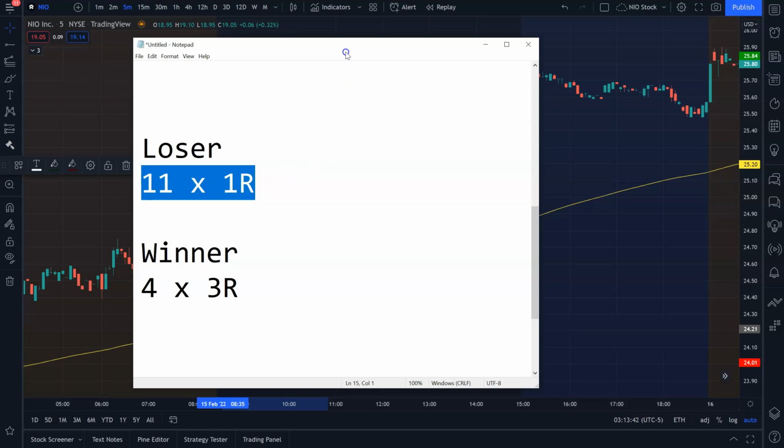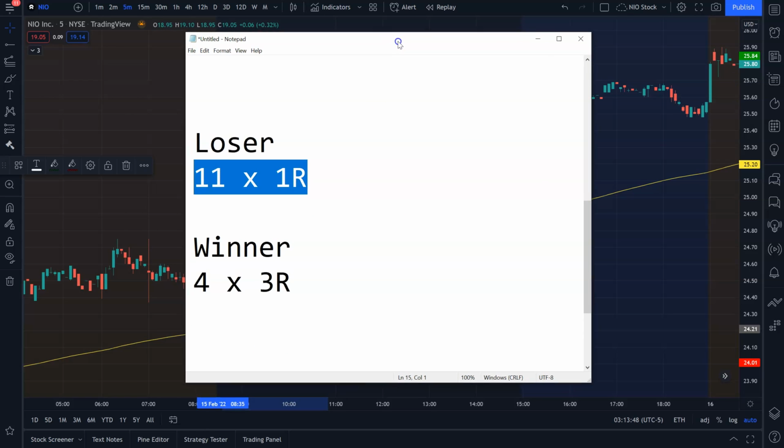And I could keep going with this, but we're back over a month now. This is February 15th, so right around 30 days. So think about this for a second. A very random system that works very simply because of risk reward, because of money management.